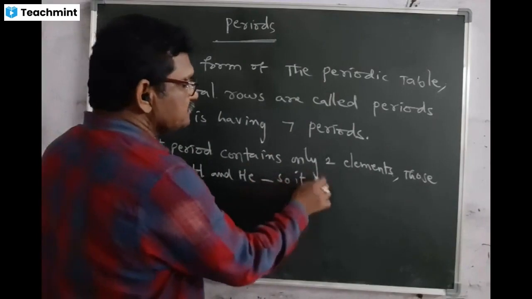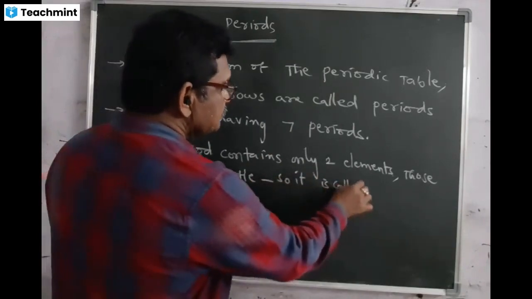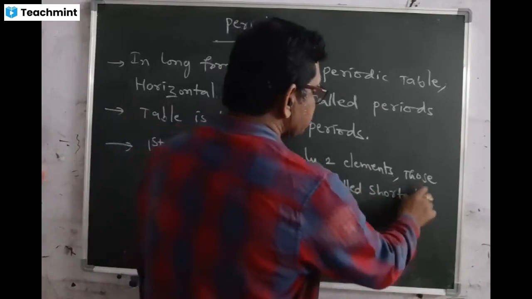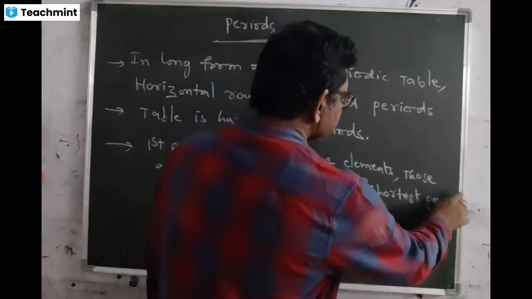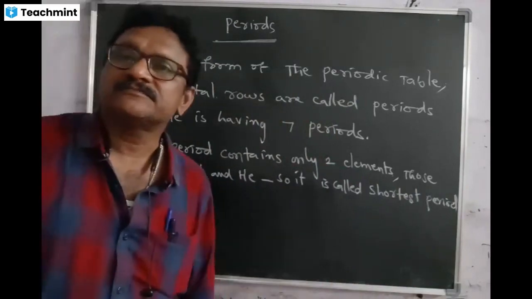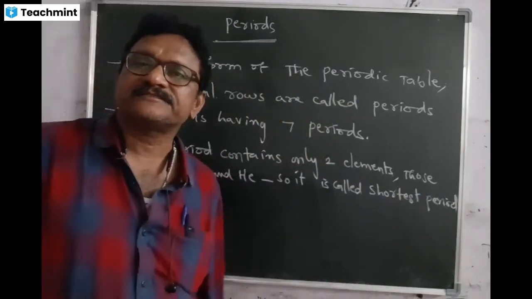So it is called the shortest period. Shortest period means a very short period, because it contains only two elements.